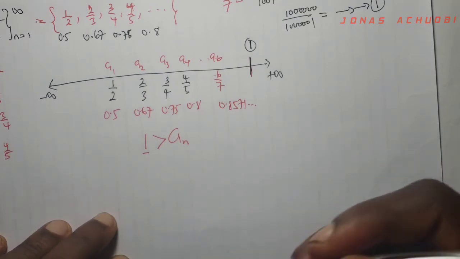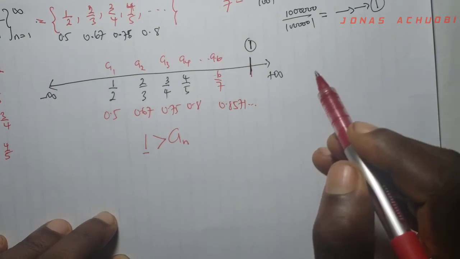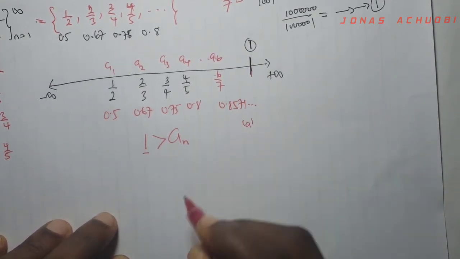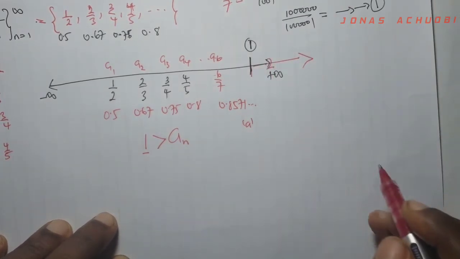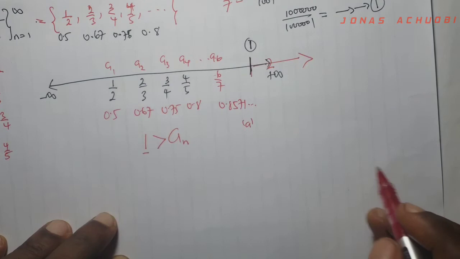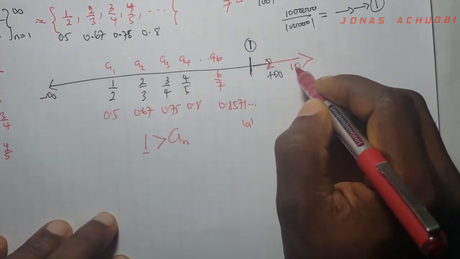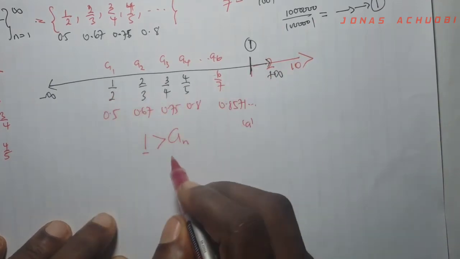Question: is there, or can there be, any other upper bound for the sequence? Not the upper bound, but an upper bound, because there are many more upper bounds. If I pick 2, will 2 be an upper bound? Yes, it is, because 2 is bigger than every term of the sequence. Can 10 be an upper bound? Yes. 10 is bigger than all the terms of the sequence.